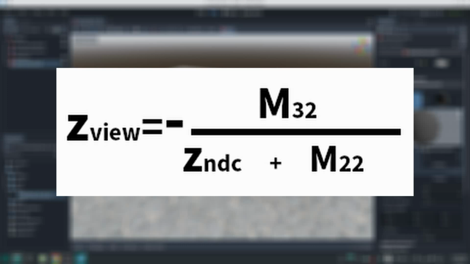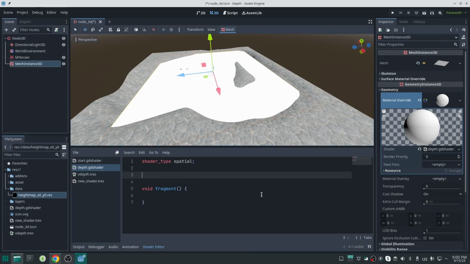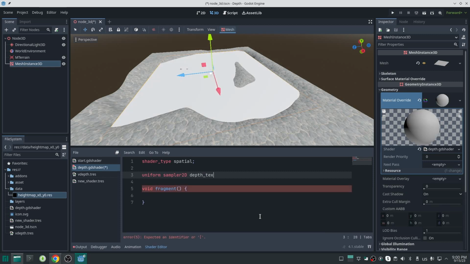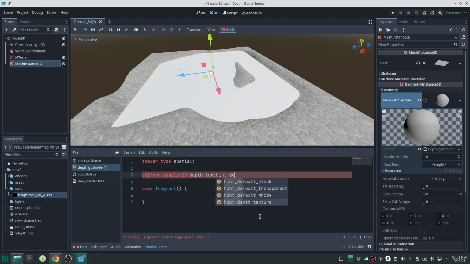Let's do that in Godot. Okay, this is my plane and this is my empty shader. First, we should grab our depth texture. In Godot 3, you could access depth texture with the depth texture variable. But in Godot 4, we can access depth texture this way. The tricky part here is that you should specify hint depth texture and you are done.